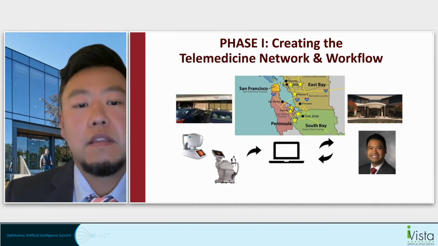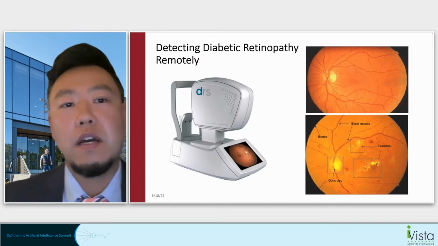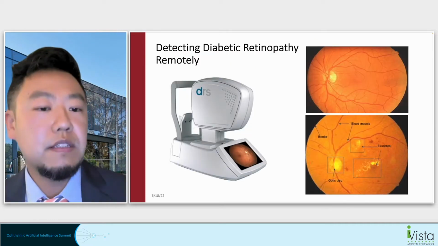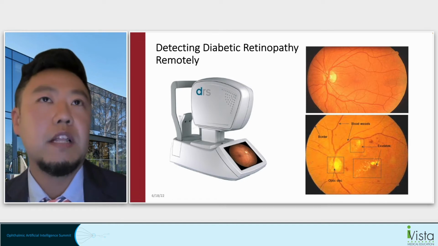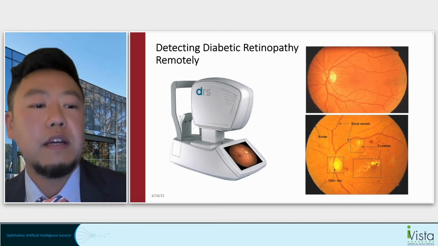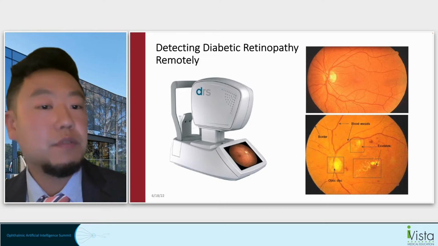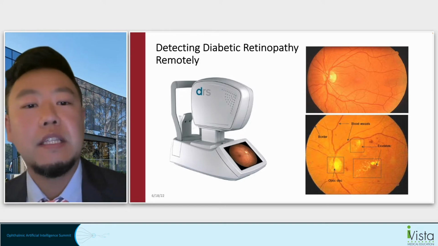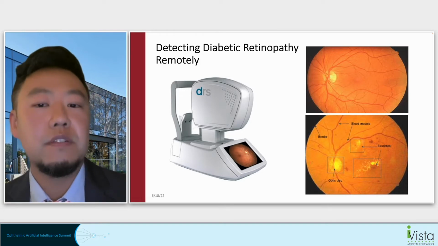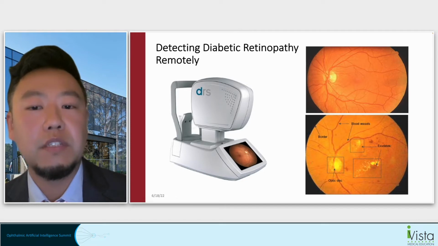All right. So what we're doing, we start at Stanford. We started with what many other places have done, a telemedicine-based way of screening for diabetic retinopathy. In primary care clinics, we put a non-mydriatic fundus camera, and then we have remote readings, telereadings, by our retina specialists to look for the disease.